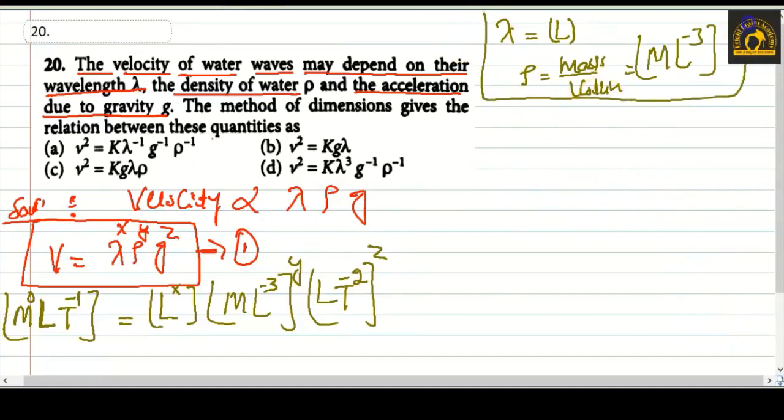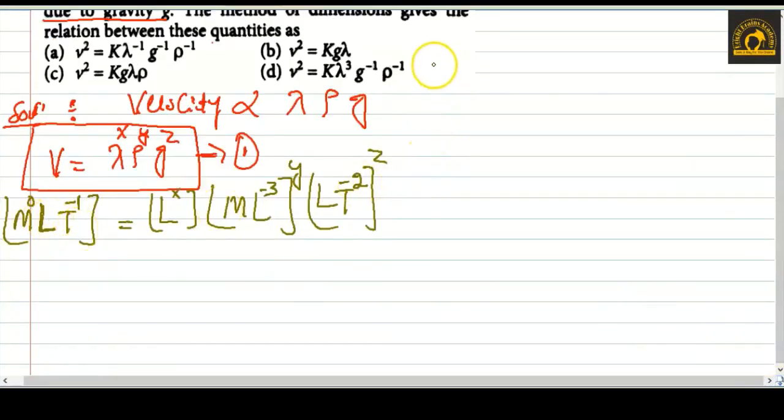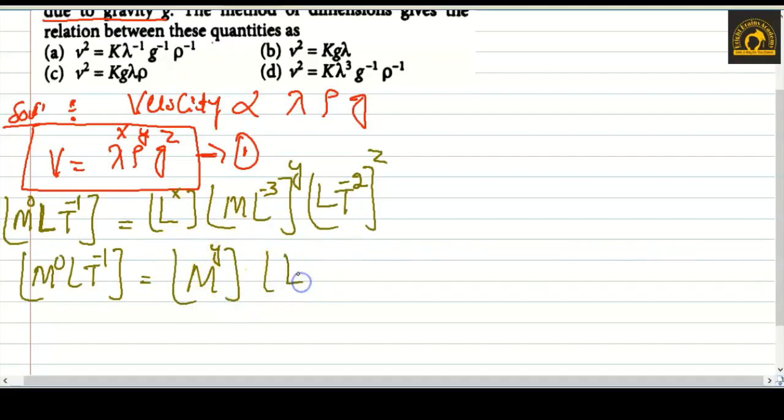Okay, so then, that is M to the power of 0, L to the power of 1, T to the power of minus 1. On the right side, M to the power of y, then L to the power of x minus 3y plus z, 1 into z, then T to the power of minus 2z.